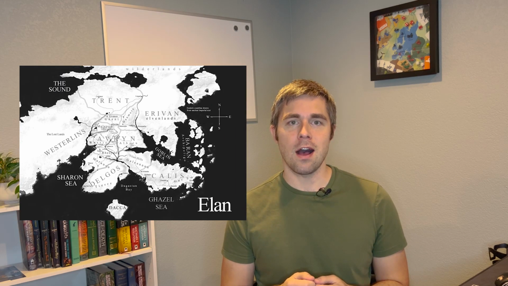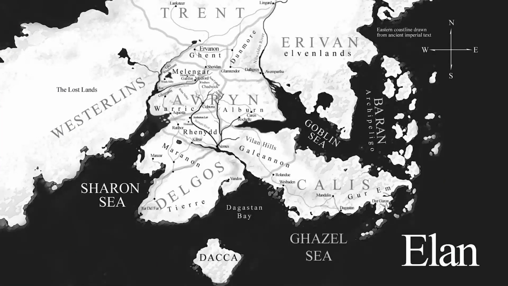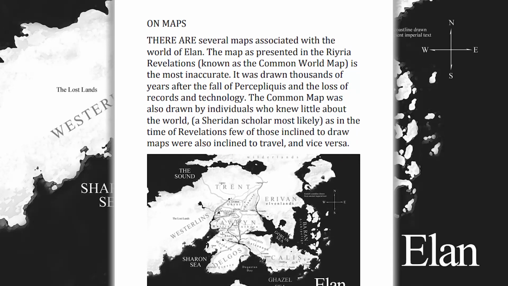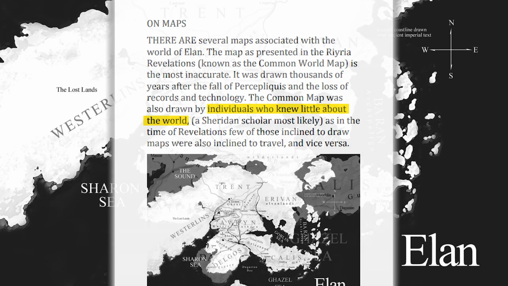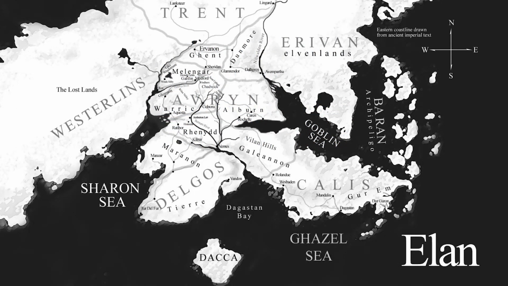First, we have the Common World Map. This was one of the first world maps that was printed in the Revelation series. There are definitely some large differences, but even Sullivan has said that this map was drawn by individuals who knew little about the world. So we shouldn't read too much into this map. One thing I will point out is that at the bottom of this map, there is the island of Dhaka. This island doesn't exist on the other maps we have looked at, but we know that the people of Dhaka were very real invaders who terrorized Delgos and its ships for hundreds of years. So there definitely seems to be at least some truth to an island existing down there.